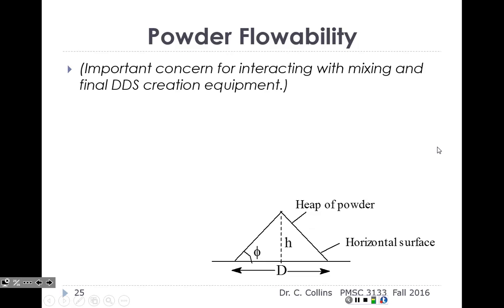Another thing in processing equipment, especially a tablet press, is powder flow. The powders are roughly spherical. Anybody used to play with marbles? We used to play with marbles. You don't do that anymore? Yeah, okay. Marbles are round.